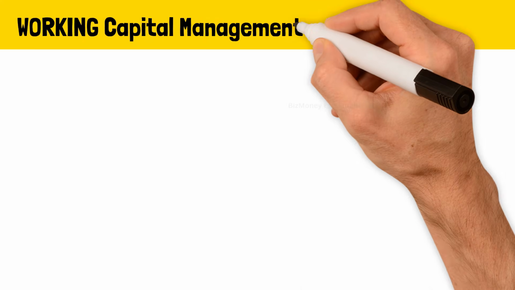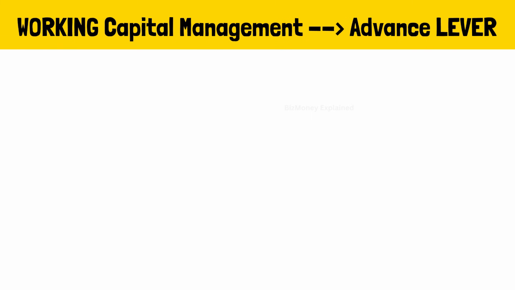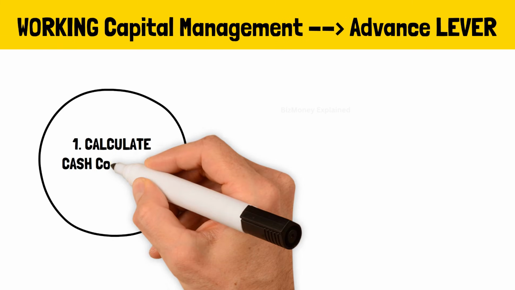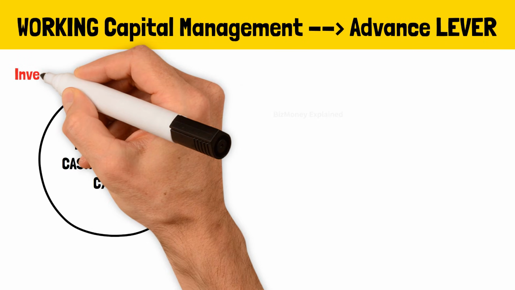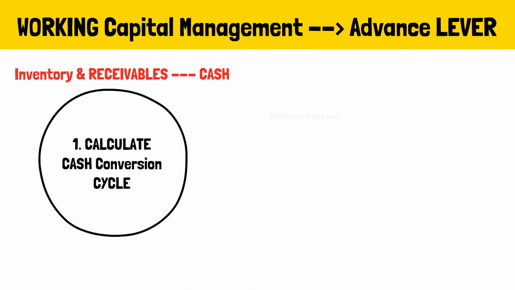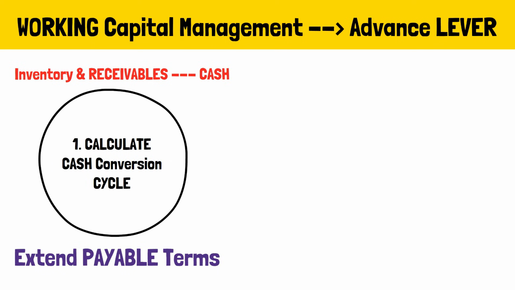Working capital management is another advanced lever. Calculate your cash conversion cycle. This measures how long it takes to turn inventory and receivables into cash after paying suppliers. Shortening this cycle strengthens liquidity. You can reduce inventory days, collect receivables faster, or extend payable terms. Even small improvements across all three areas compound into meaningful cash gains.